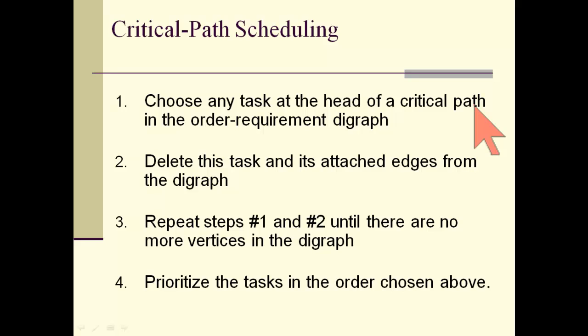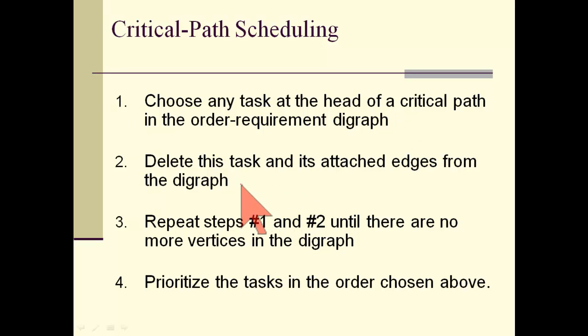You have the order requirement diagram in front of you. You're trying to generate the priority list that you'll then use to generate the actual schedule. Critical path scheduling is a way of generating a priority list from the order requirement diagram. Choose any task at the head of a critical path. So there might be just one critical path, or if there's a tie, then there might be multiple critical paths. Choose a task at the head of a critical path.